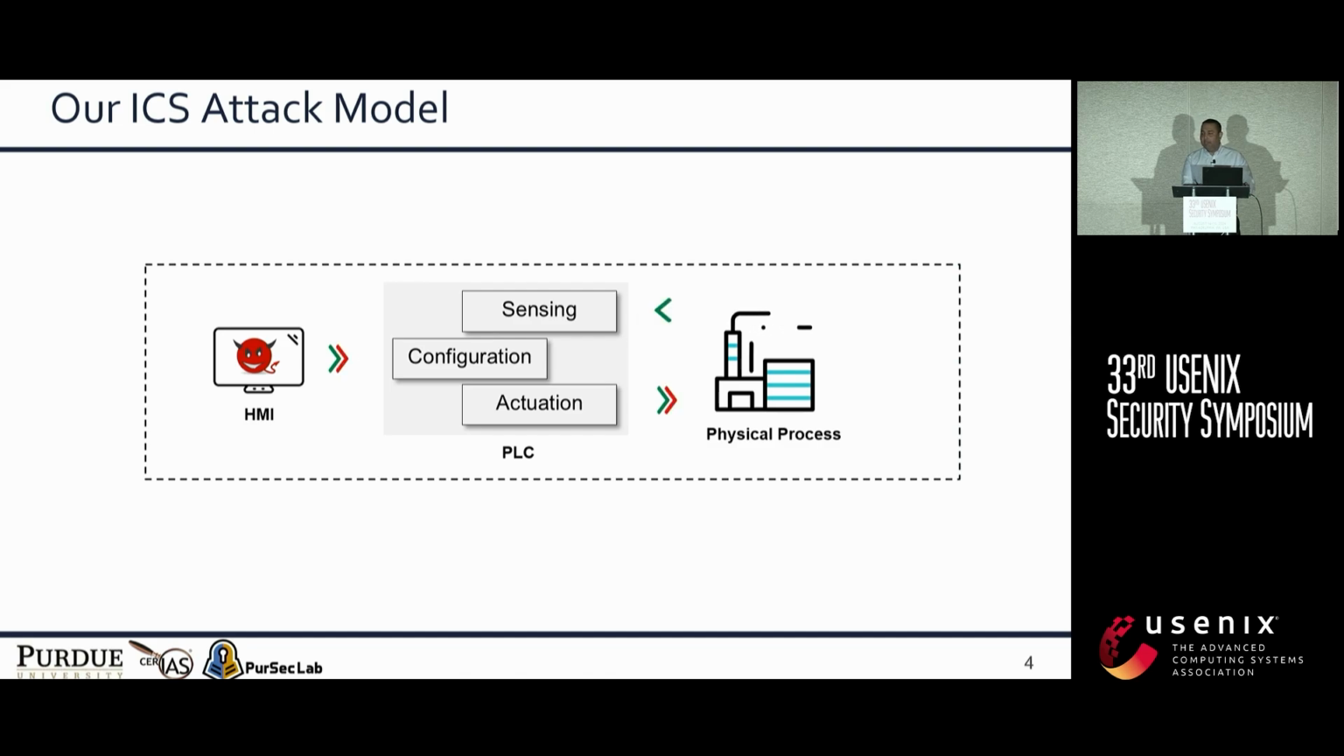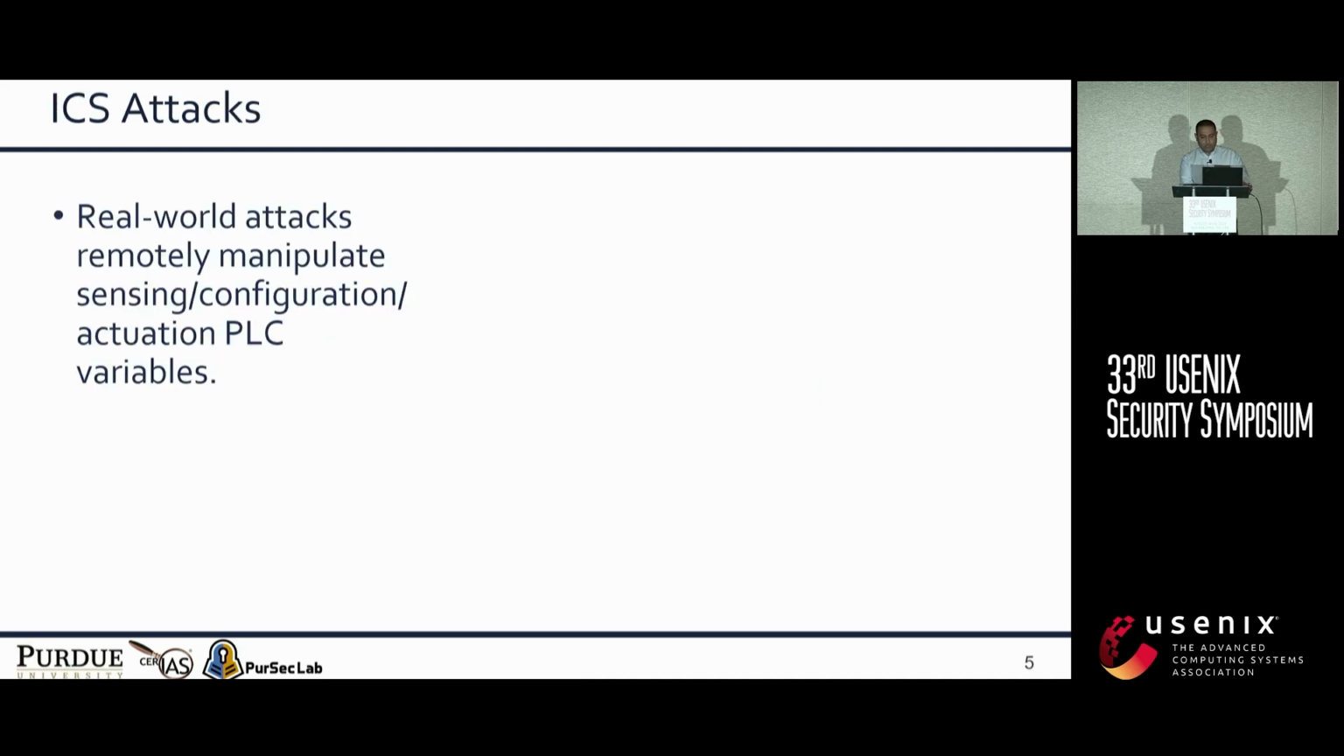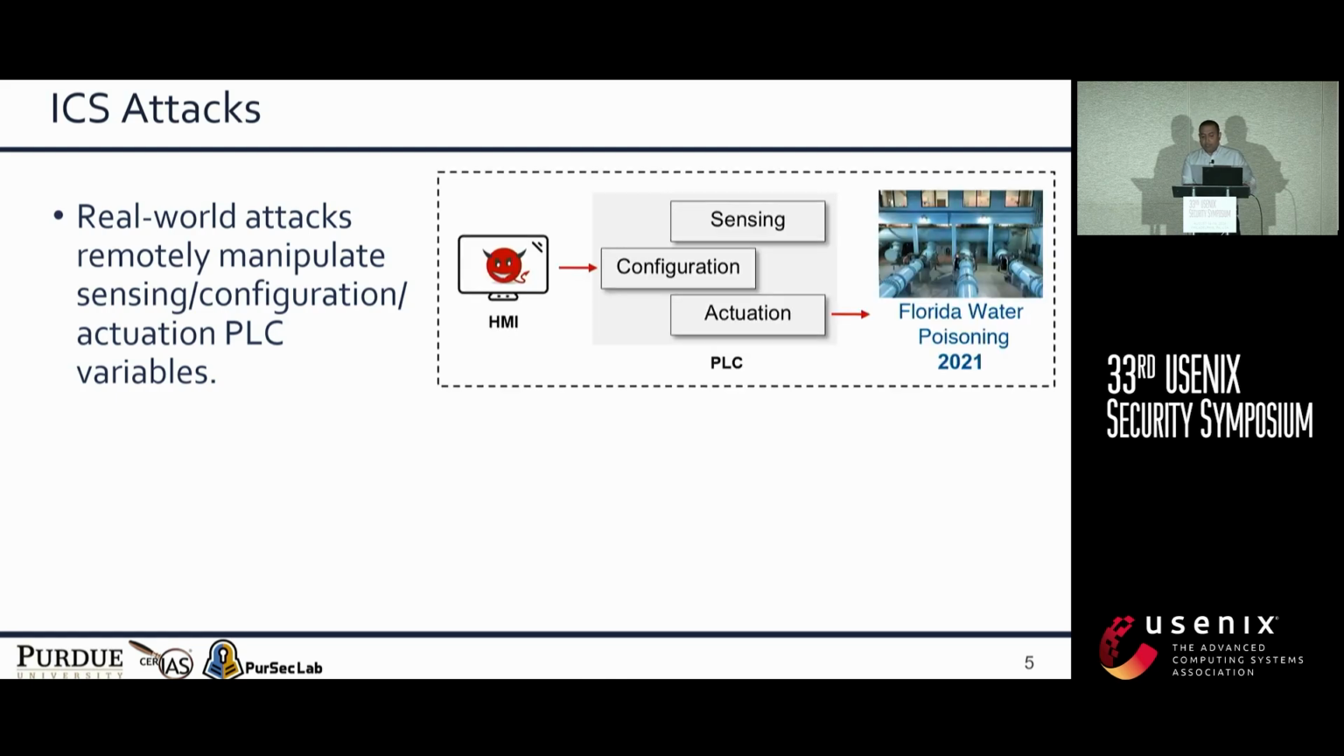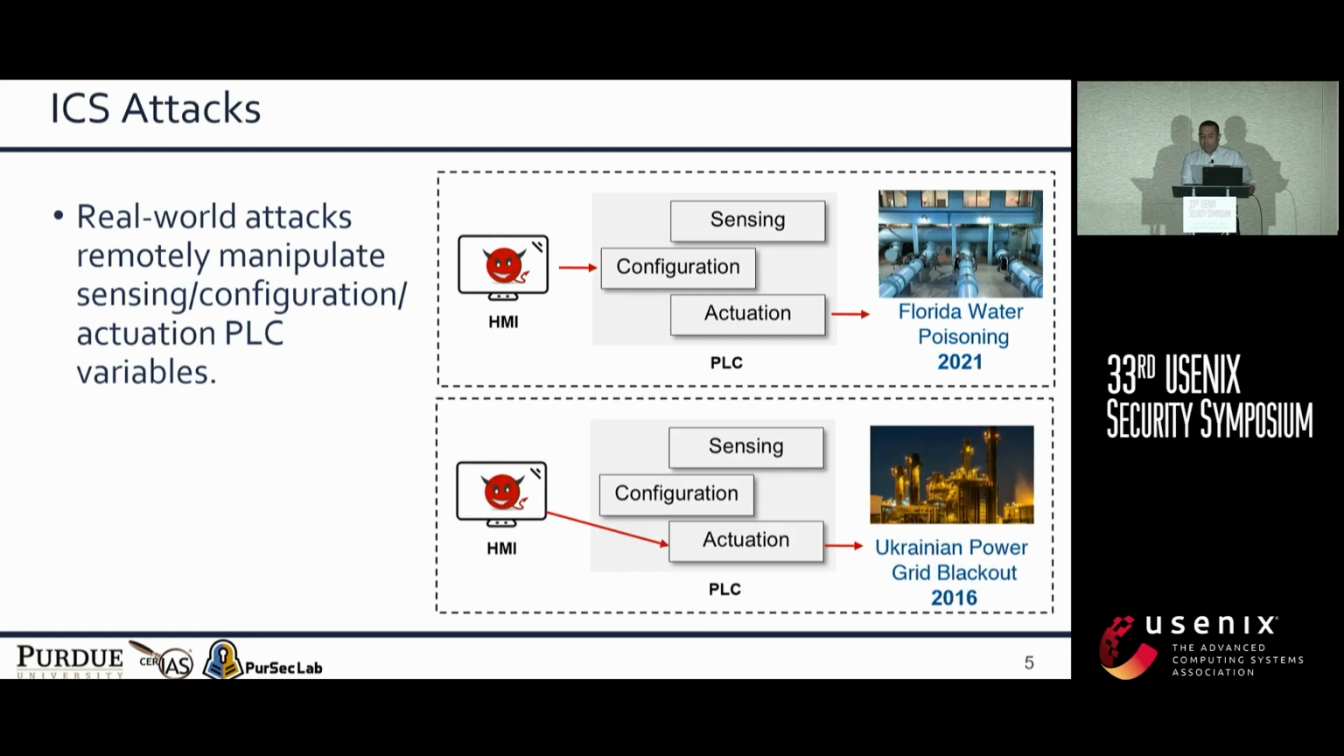HMI serves as a crucial interface between the human operators and the PLC. However, the same accessibility may also serve as a vulnerability, providing attackers a point of entry to control the physical process using PLC variable manipulation. Many real-world incidents illustrate that PLC variable attacks can lead to catastrophic consequences. For example, during the incident at a Florida water treatment plant facility, attackers manipulated the configuration variables to increase the chemical dosing. Similarly, the BlackEnergy attack compromised the power system by manipulating the actuation variable.